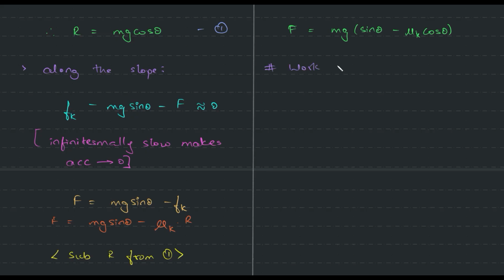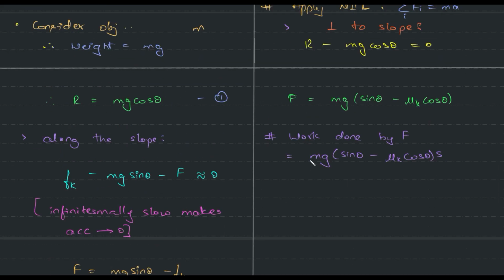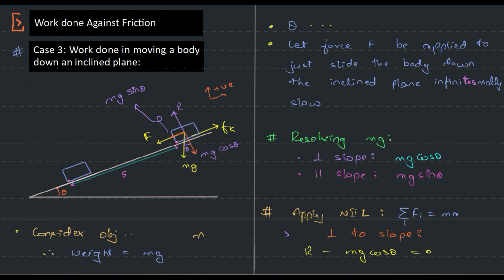Finally, work done by F will be equal to mg, all of this expression, sine theta minus mu k cos theta, times the displacement. And that's that. You can pause and have a look.